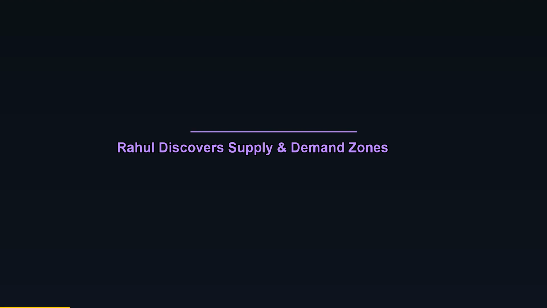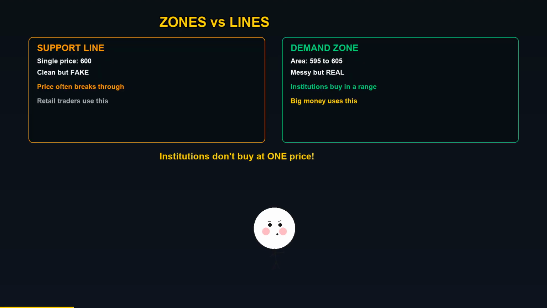Rahul discovers supply and demand zones. Support is a line at 600. Demand zone is an area between 595 and 605. A 10 rupee wide zone. Why zones instead of lines? Because institutions do not place one order at one price. A mutual fund buying 50 crore of SBI will spread orders across a range. Some at 595. Some at 600, some at 605. The entire area becomes a zone of demand.